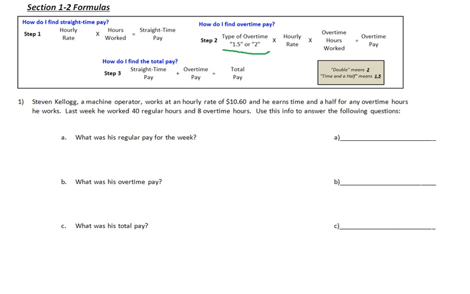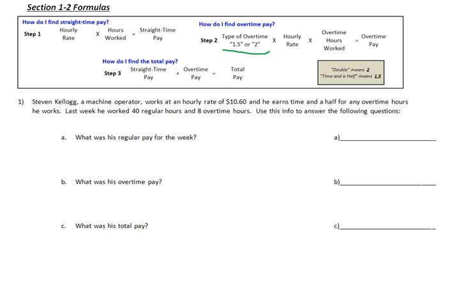Next, we have hourly rate. Hourly rate is the next thing you need to know in order to find overtime pay. If you know the hourly rate, and that's how much you make per hour regularly, you plug that in here. And then the other thing you need is overtime hours worked. How many hours did you work for overtime this week? You multiply all 3 of these things out, and you can find the overtime pay.